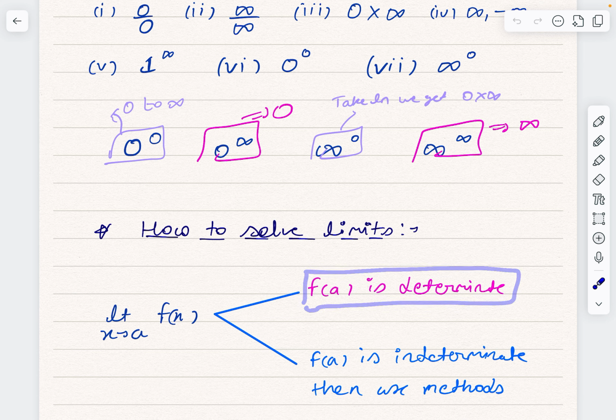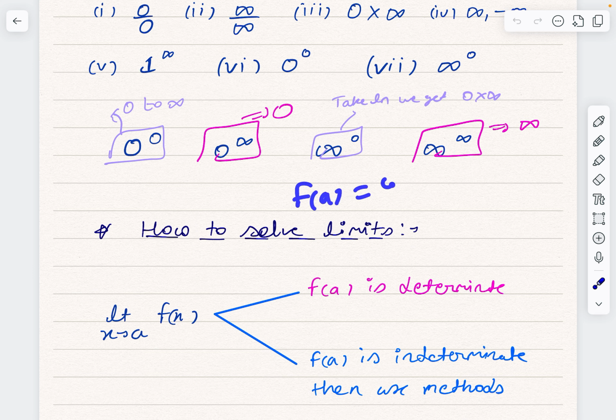You might get the value f of a. For example, f of a will come out to be 4. Then the answer is 4 only. You don't have to solve anything there. Sometimes you get f of a as infinity. Then the answer is that only. We'll say it is not defined, or we say undefined, or we say infinity.